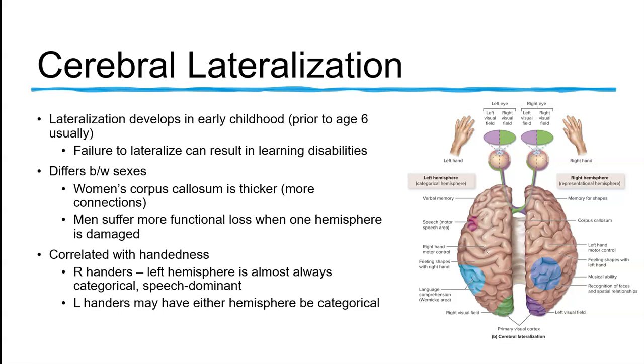In about 95% of the population, the left hemisphere is the categorical hemisphere, and that correlates with about 90% of people being right-handed in the population. Not so with the left-handers, though. They may have either hemisphere be the categorical one.